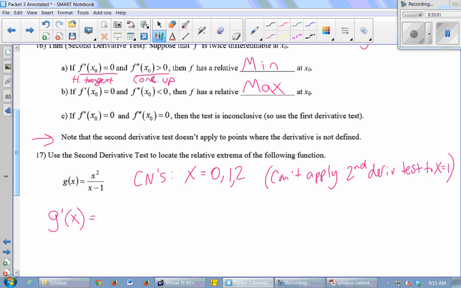So remember, g prime of x, that was x squared minus 2x over x minus 1 squared. So the second derivative test says that you can determine whether a critical number is a max or a min by looking at the concavity there. And to look at the concavity, you have to look at the second derivative. So if f prime equals 0, we have two places where that happens. We can determine whether those points are maxes or mins by looking at the sign of the second derivative.